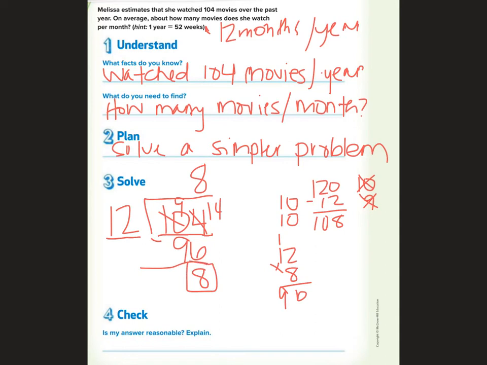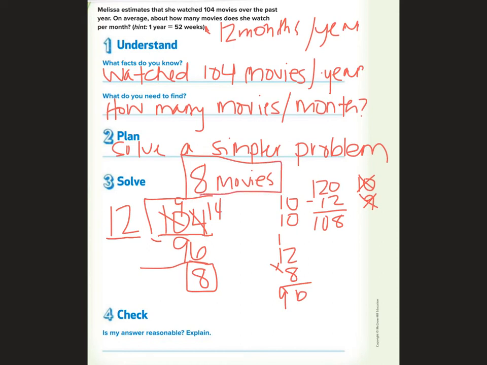Okay, so the question is about how many movies does she watch per month? I would say she watches about 8 movies per month. So 8 movies is our final answer. How do I need to interpret that remainder? I would say we're going to drop it. She watches about 8 movies.